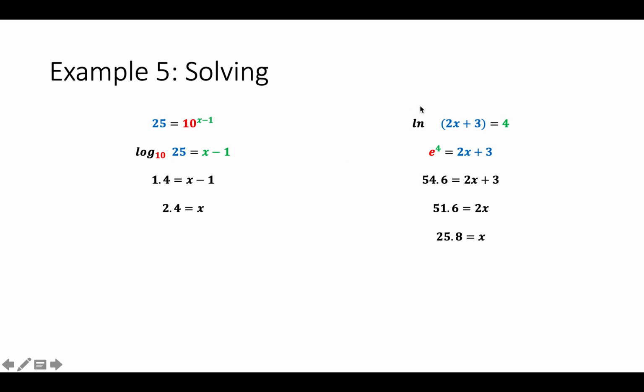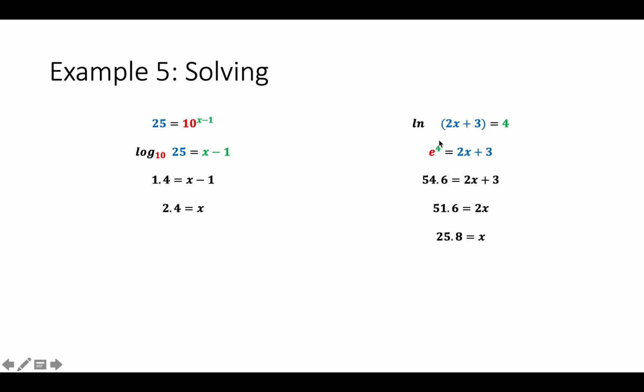Next example: natural log of 2x plus 3 equals 4. So how do I deal with that? This is logarithm form, and I don't know what to do with it. So I rewrite. I don't see a base, but since it's a natural log, I know it's base e. e to the 4th power equals 2x plus 3. So this is asking you to rewrite into the exponential form.